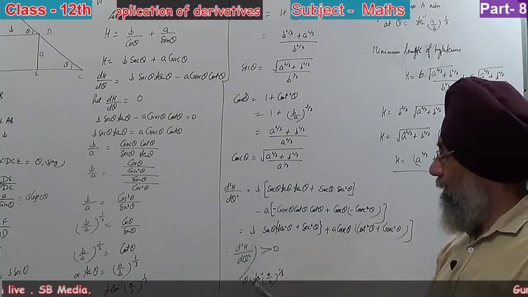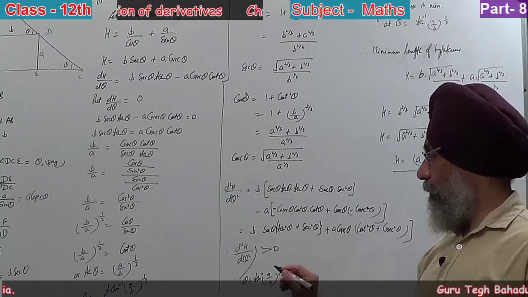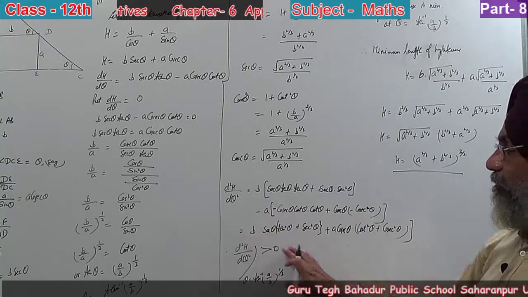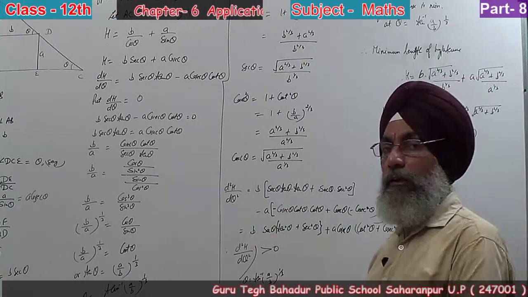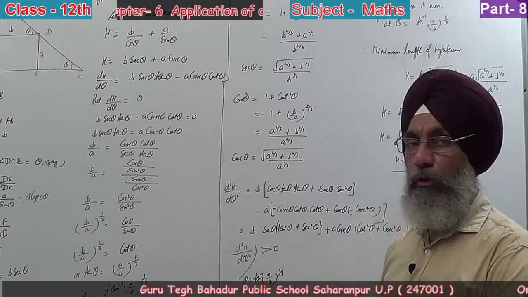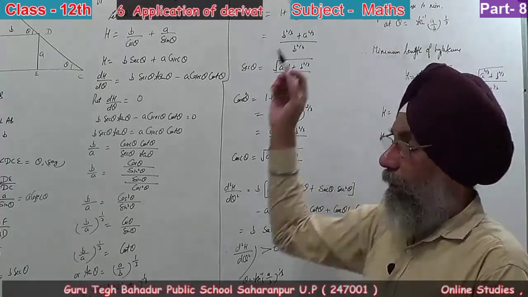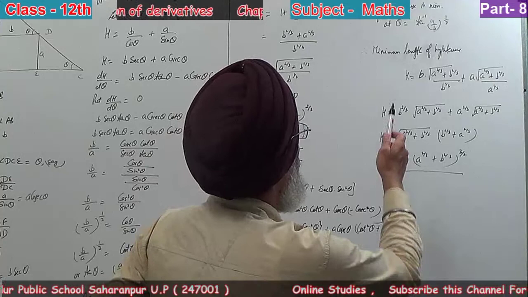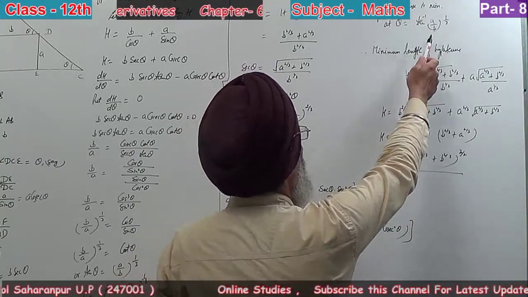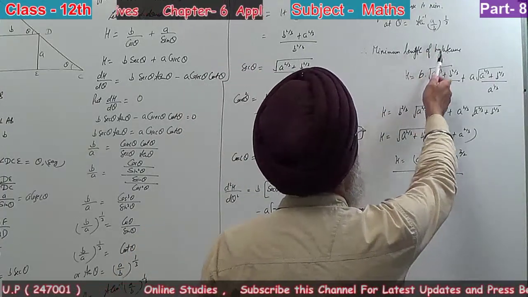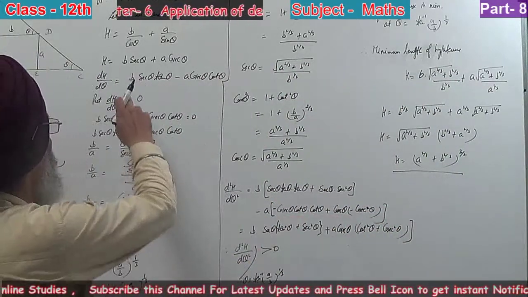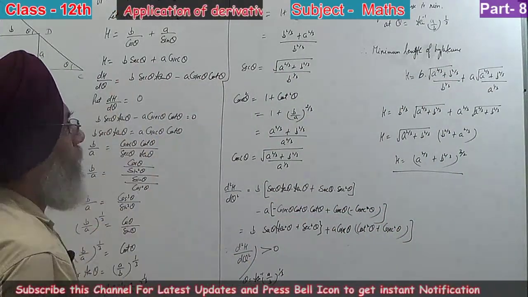Now if you place the value of theta as tan inverse of (a upon b) to the power 1 by 3 here, the whole value is positive. See, positive is coming here, there is no need to substitute. You can say directly that it is greater than 0. So what does greater than 0 mean? The length of the hypotenuse is minimum at theta equal to tan inverse of (a upon b) to the power 1 by 3. So the minimum length of the hypotenuse, we also have to find the minimum length. What was H equal to? b sec theta plus a cosec theta.